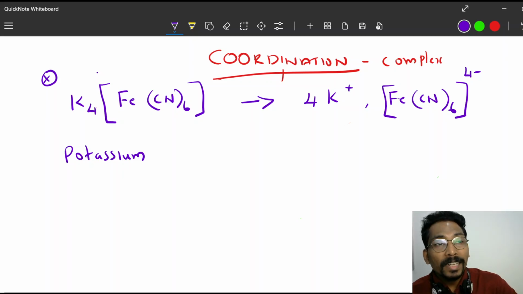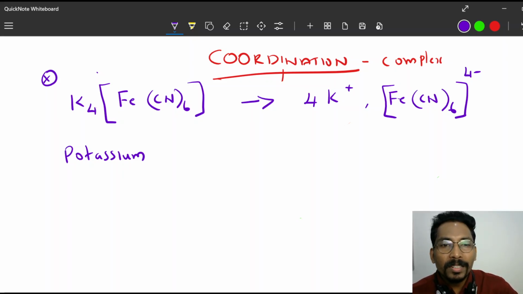Then the ligand. Can you please tell me which is the ligand here? You can see Fe is there and CN is there. Fe is the central metal atom and CN is the ligand. So you have to find the oxidation state of the central metal using the charge of the ligand. See, what is the charge of CN? Charge of CN is -1. How many CN are there? 6 CN ligands are there. So that is -6.